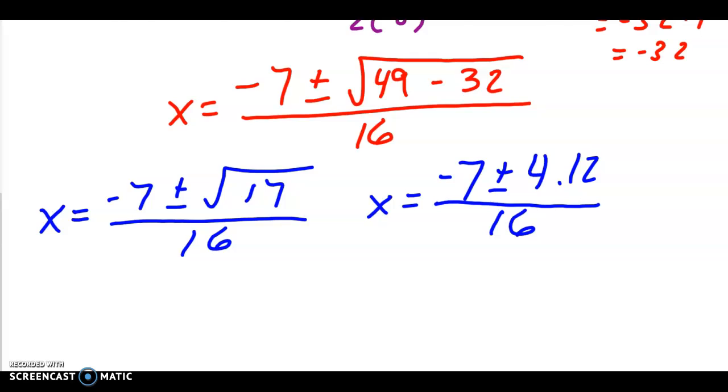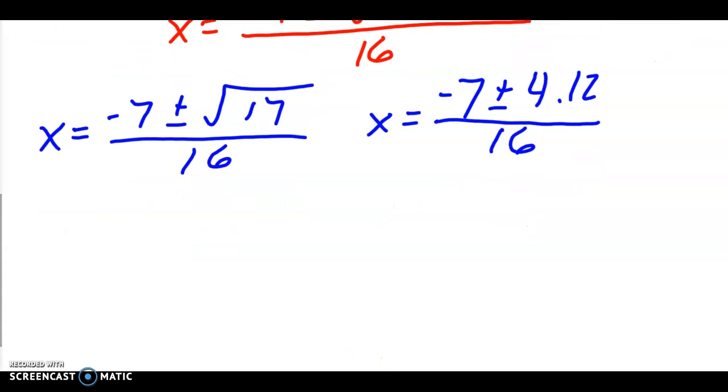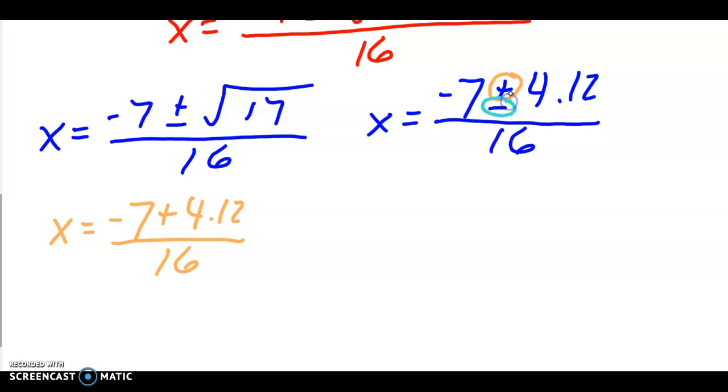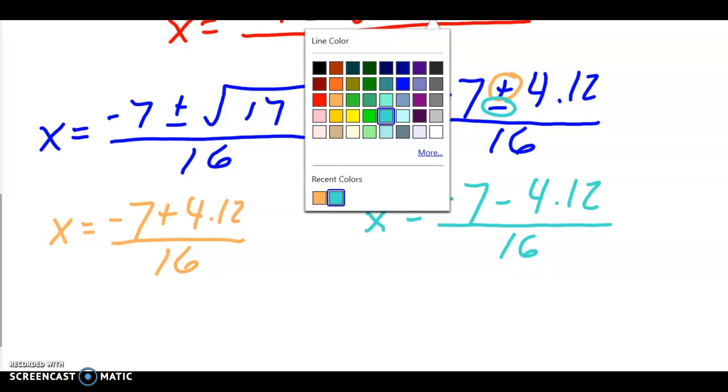This plus or minus symbol means that there are really two solutions going on here. One is adding the 4.12 to negative 7, the other is subtracting. So there's two situations. One of the possibilities for x is when negative 7 is added to 4.12 over 16. And the other possibility for x is when 4.12 is subtracted from negative 7, minus 4.12, divided by 16. I'm going to go ahead and simplify these.